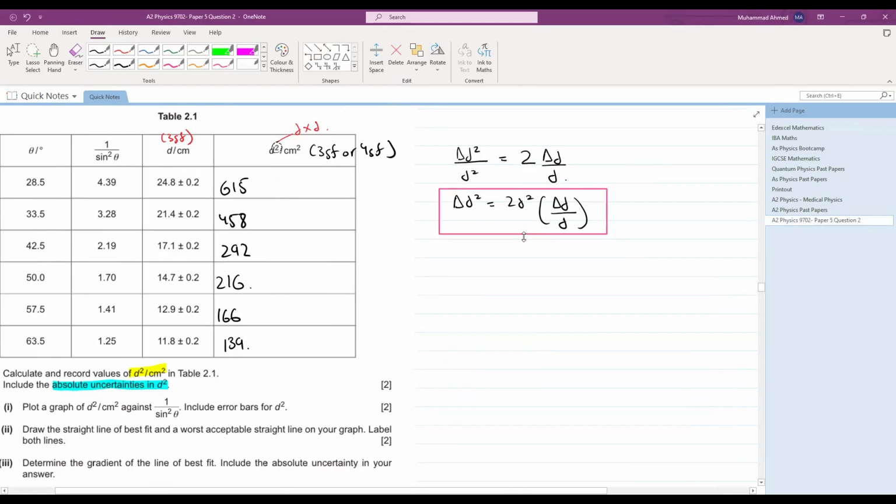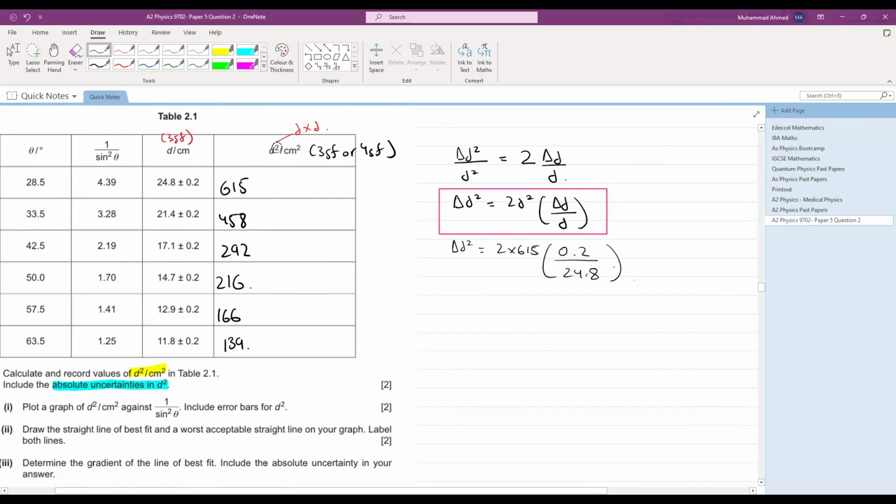Now, let's start. So first of all, what is d square? 615. For the first row, what is d square? 615. Perfect. 2 into 615. Perfect. What is the absolute uncertainty in d? 0.2. What is the value of d?